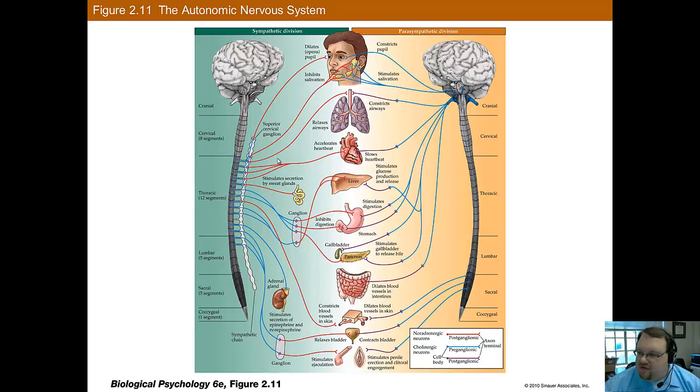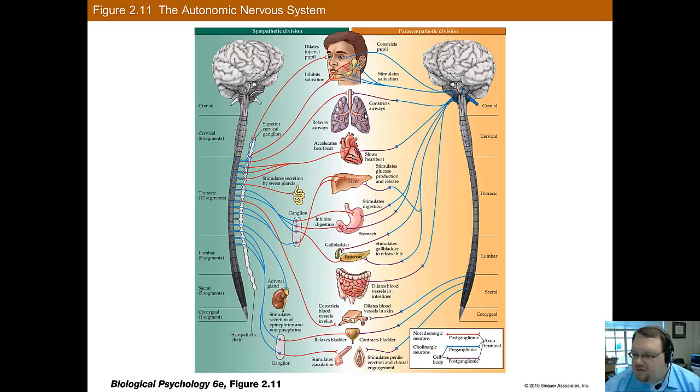So here's just an illustration that helps you look at sympathetic and parasympathetic and the different things that they do. And what you'll notice is a lot of these things are in contrast to each other. So sympathetic dilates pupils. Parasympathetic constricts pupils. Sympathetic inhibits salivation, whereas parasympathetic increases it. So you'll notice that a lot of times these things are working as antagonists, they're fighting against each other.